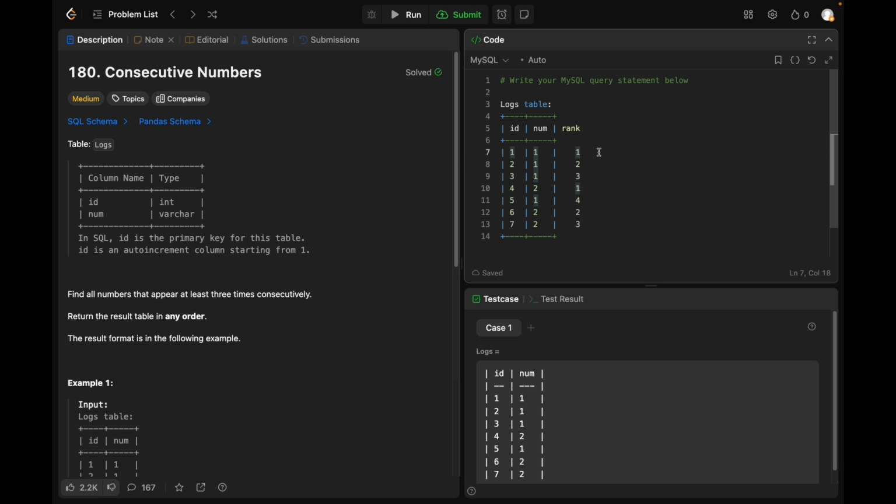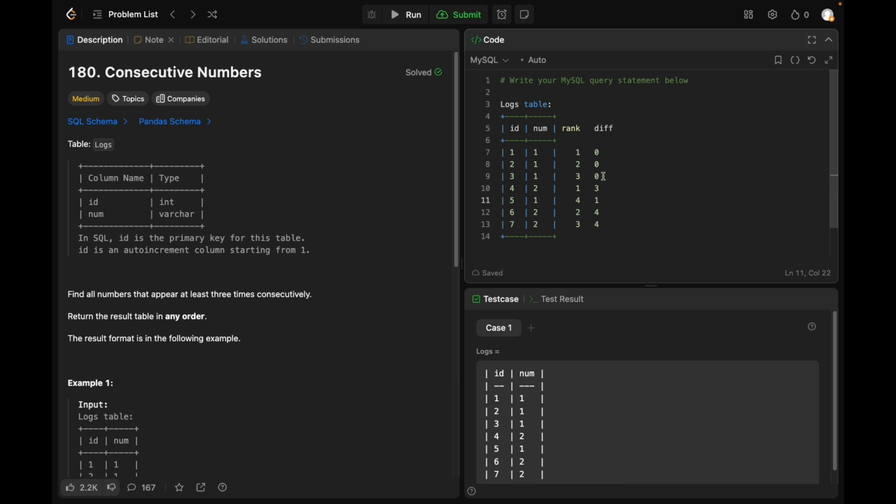If we take the difference between the ID and the rank, that would give us 0 over here. So we have a diff here. 1 minus 1 is 0. 2 minus 2 is 0. 3 minus 3 is 0. 4 minus 1 is actually 3. 5 minus 1 is actually 4. 6 minus 2 is 4. And 7 minus 3 is 4. Yeah, sorry, 5 minus 4 is 1. Excuse me.